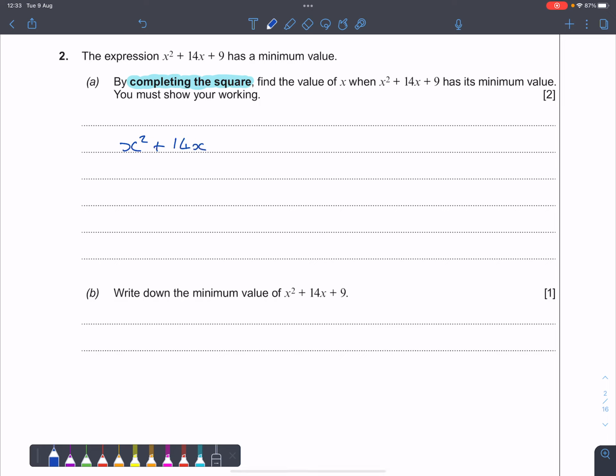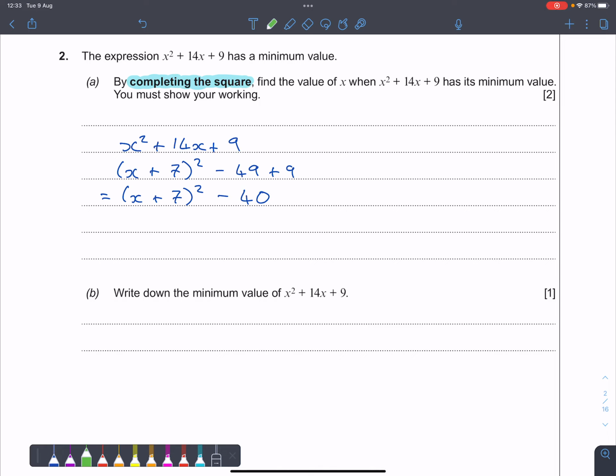of x, so this 14x, and I'm going to halve it to make x plus 7, and I'm going to square that. So this will give me x squared, if I expand the bracket, plus 14x plus 49. And I don't want plus 49, I want plus 9. So first thing I'm going to do is take the 49 away, which will just leave me with x squared plus 14x, and then I'm going to add the 9. So I'm going to take off 49 and add the 9, which will give me x plus 7 all squared minus 40.